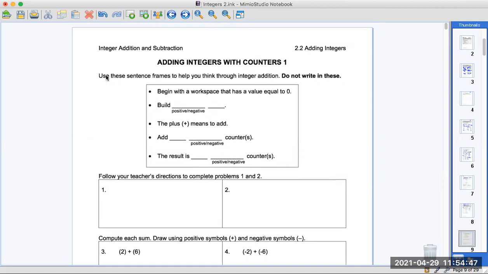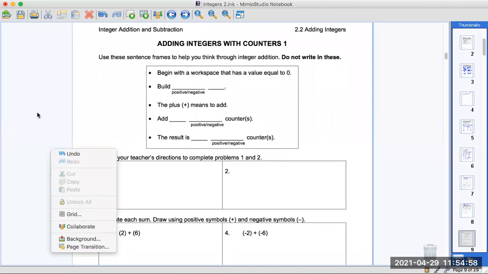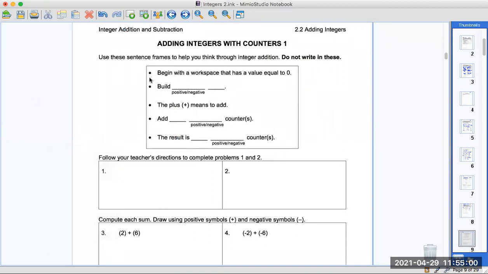So I would like you to write that on top always. I noticed some of you don't do that. It helps to decide when I grade it if it's notes or homework. I don't know what this box is about right here. So if you don't have anything here, it says use these sentence frames to help you think through integer addition. Do not write in these.